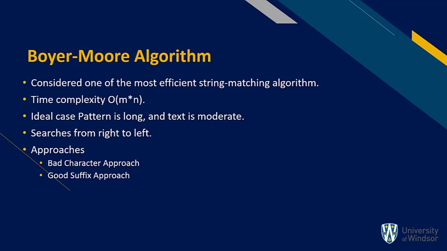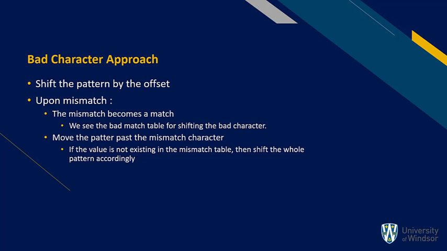This algorithm can be implemented in two ways. One is the bad character approach and the other is the good suffix approach. The bad character approach is whenever we find a mismatch in the substring and the string, we're going to shift the substring by an offset. We get the value of the offset by using the bad match table. If there is no value in the bad match table, then we're going to shift the whole pattern by the length of m.